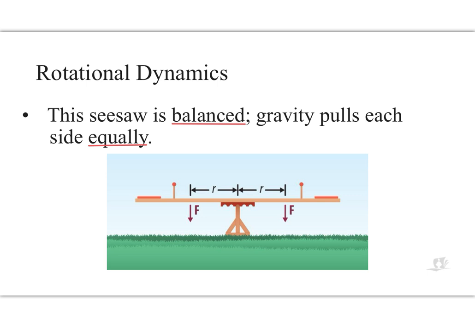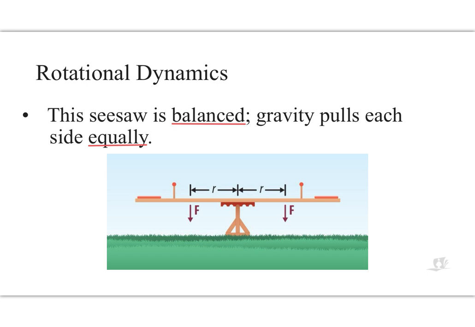All right, let's look at rotational dynamics. This is where we get into torque a little bit. So we start thinking about the effect of like pivot points on something. Obviously, the seesaw is balanced, which means gravity pulls each side equally. If you've ever sat on a seesaw, you know that it doesn't always stay balanced. In fact, it typically doesn't. That's the whole point of a seesaw, right?